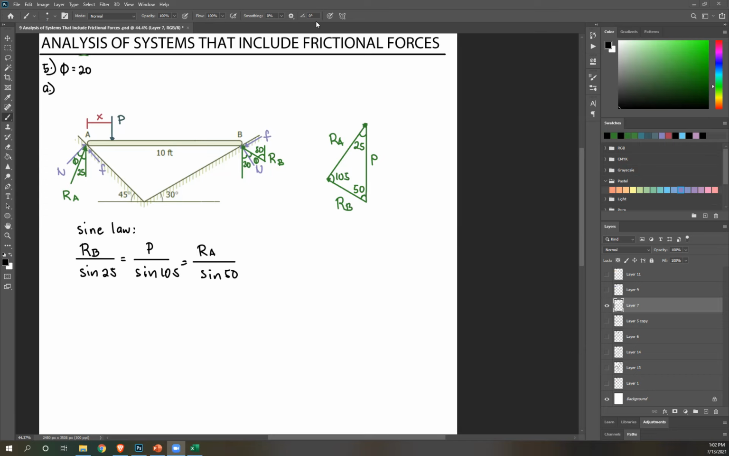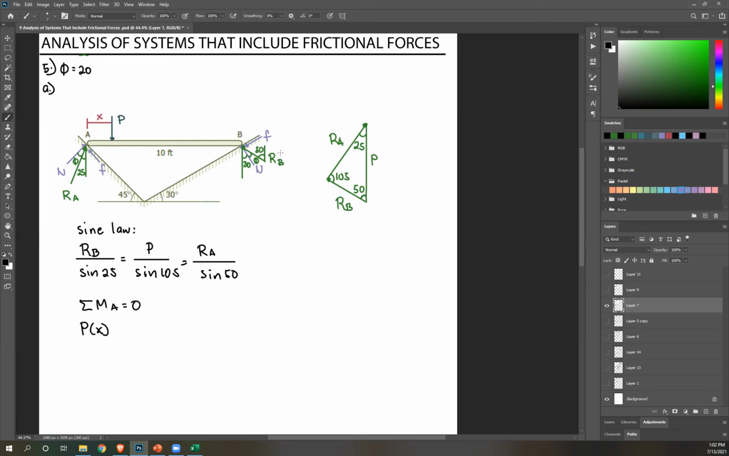Next, remember again, we're looking for x. Whenever we're looking for dimension or distance, that means most likely we're going to use moment. Okay? And then to get x, I'm going to use moment about A. So summation of moment at A equals 0. So let's start with P. That's clockwise, so positive P. Perpendicular distance is your x. And that's what we're looking for.